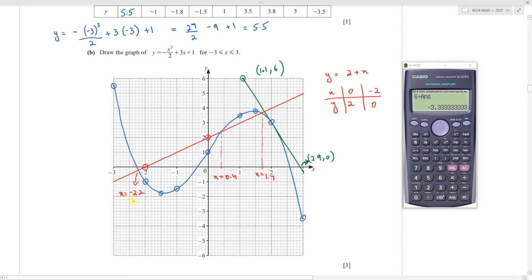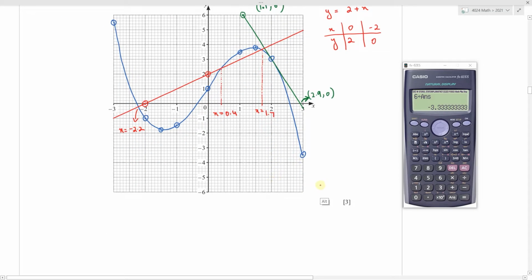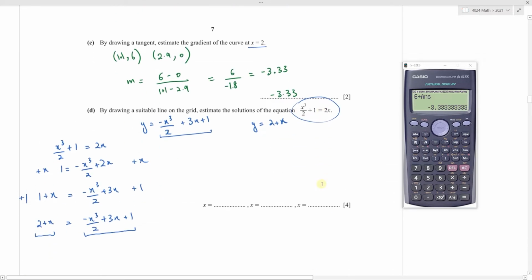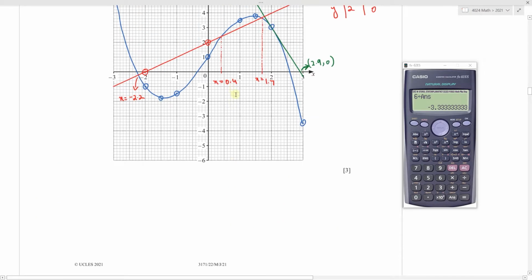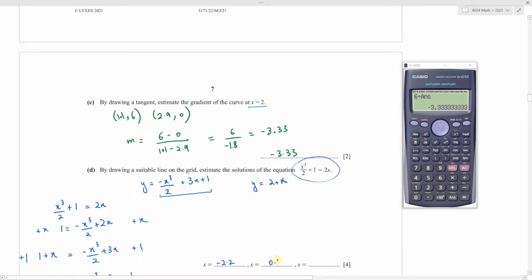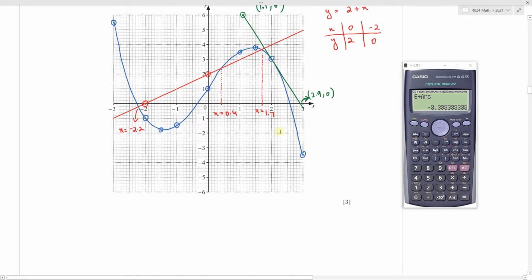So minus 2.2, 0.4, and 1.7. These are my 3 solutions, or 3 values of x.